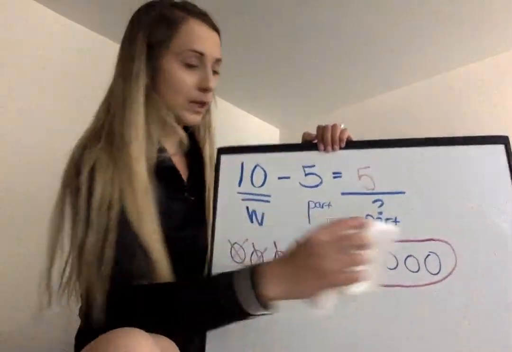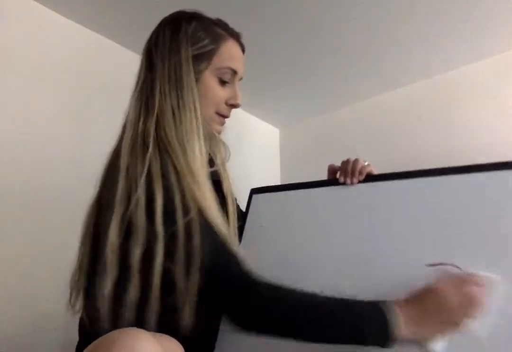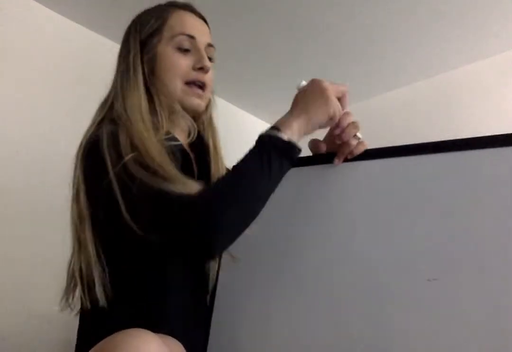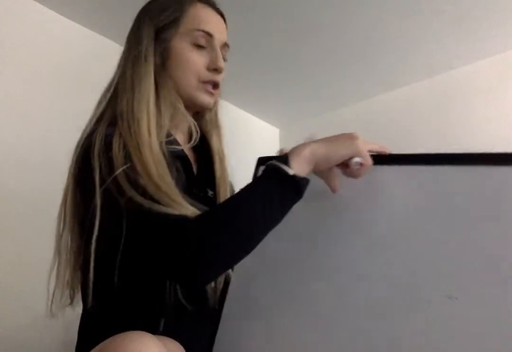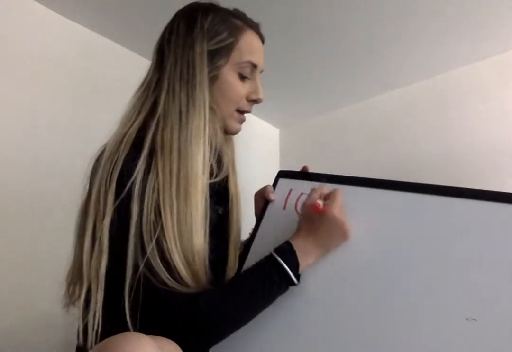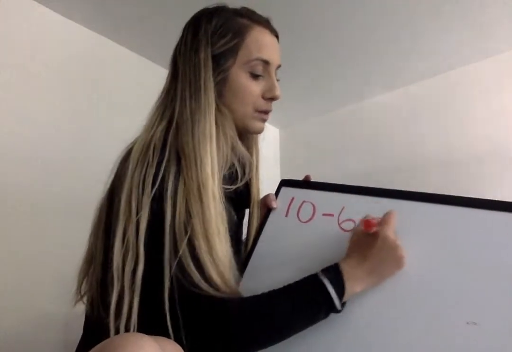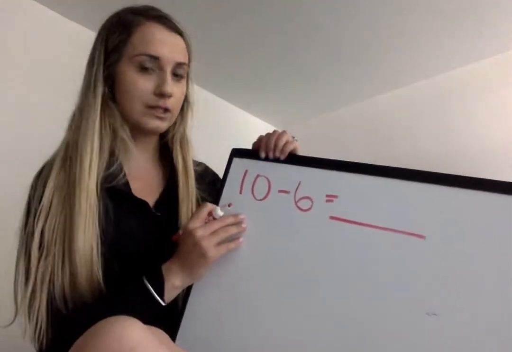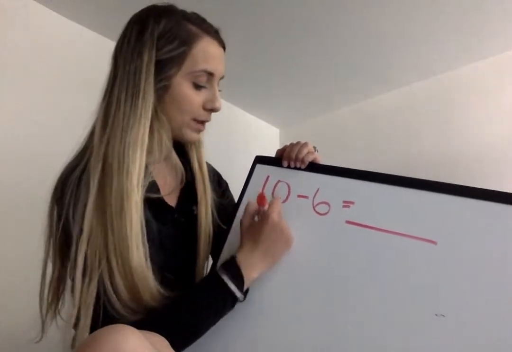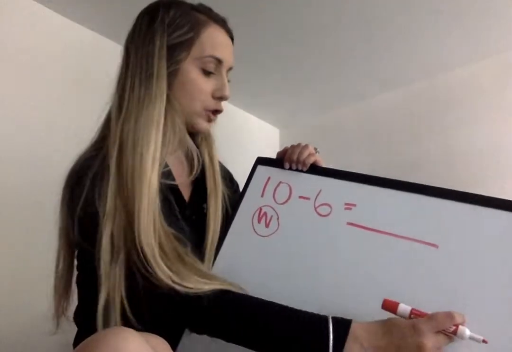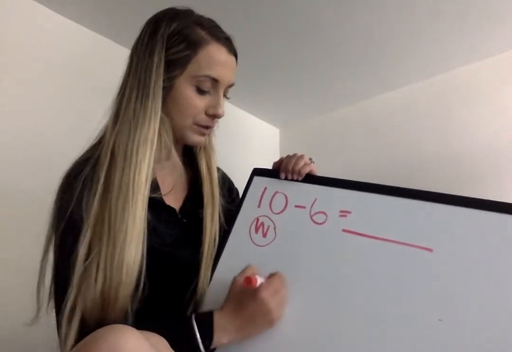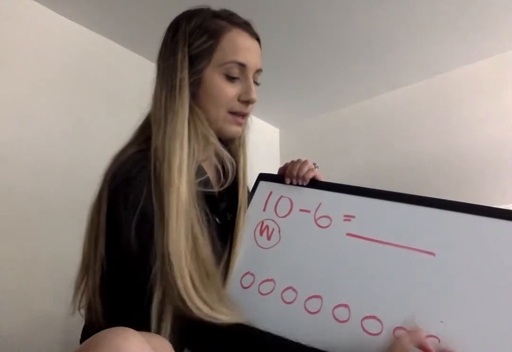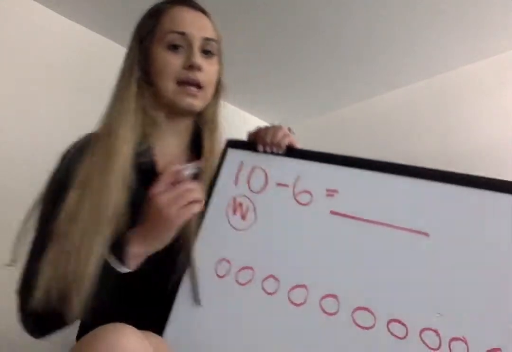So let's try one more to make sure this makes sense to you guys. All right, our last problem for today is going to be 10 minus 6 equals blank. So remember, let's label our subtraction sentence. 10 is our whole number. This is how many circles we're going to draw. So let's start. 1, 2, 3, 4, 5, 6, 7, 8, 9, and 10.